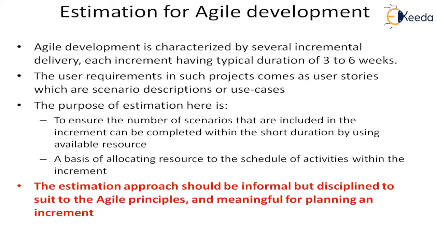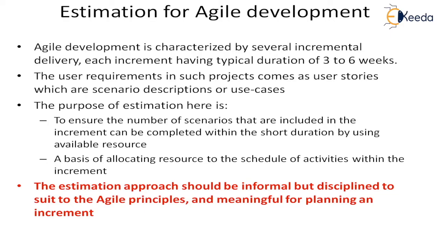So how does the agile development estimation differ from other projects? Agile development, as you have already understood, is characterized by several incremental deliveries, and each increment is normally of a small duration of 3 to 6 weeks. That is what is recommended. It may be slightly higher, but 3 to 6 weeks is the recommended time period for an increment.